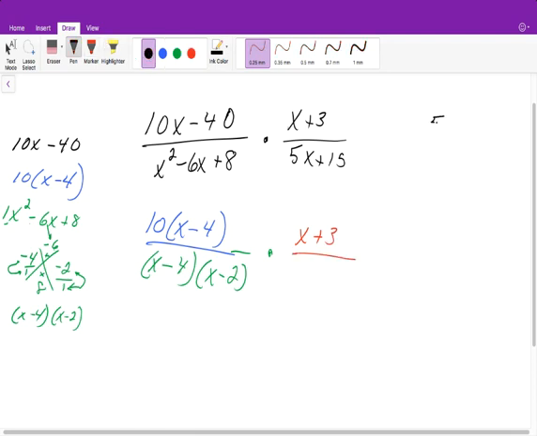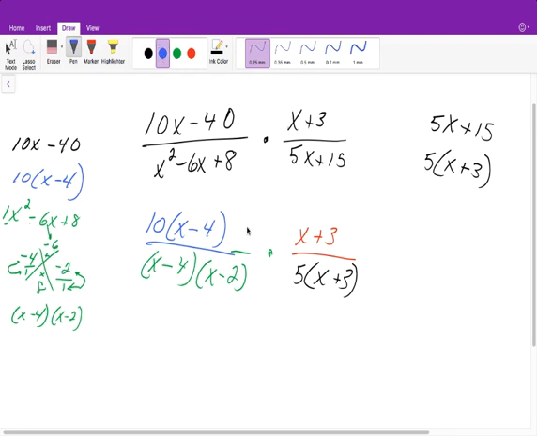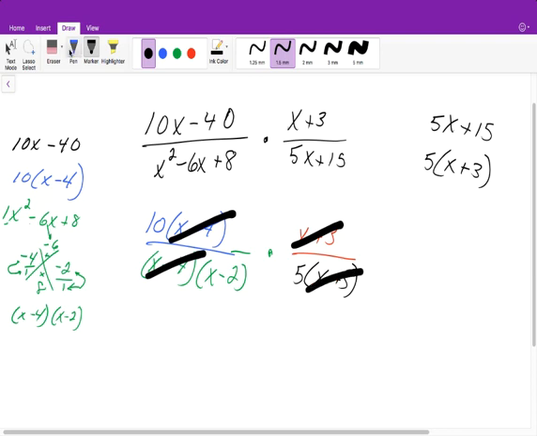And then the last one, 5x plus 15. Well, we can factor out a 5, so it's x plus 3 over 5 times x plus 3. And then we look to reduce everything that we can. Well, here I have an x minus 4. Let me actually use a different color. Let's just do black. Here we have an x minus 4 and an x minus 4, so they cancel. An x plus 3 and an x plus 3, and they cancel.